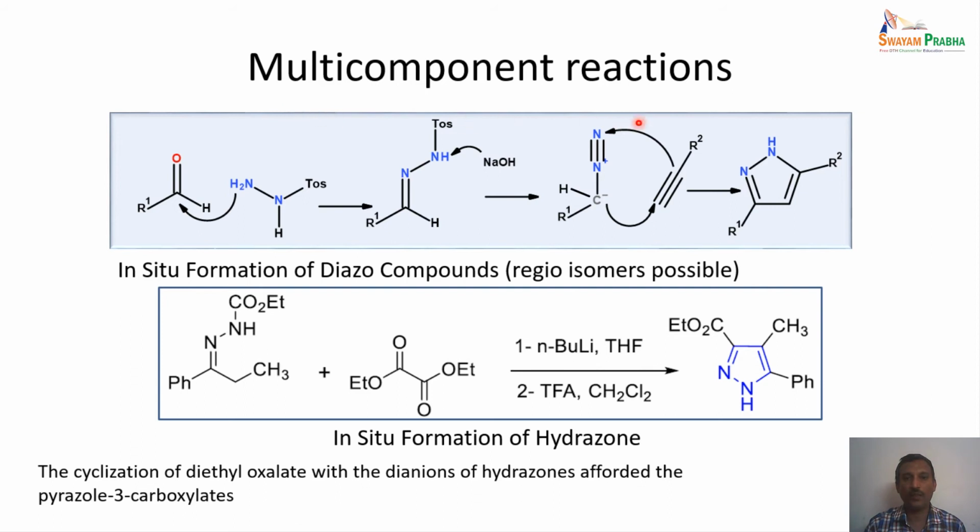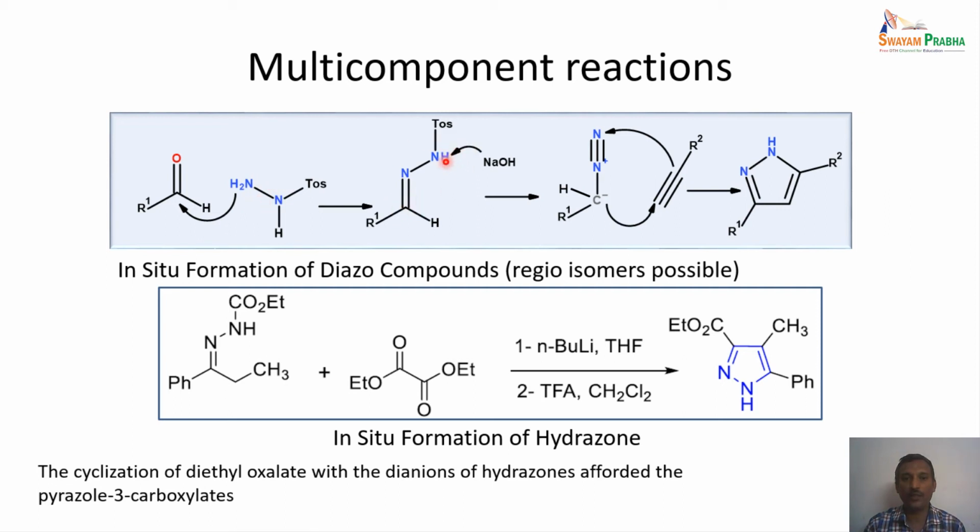In the case of multi-component coupling reactions, the diazo compounds are prepared in situ. Here we are not preparing the diazo compound. This diazo derivative is not prepared or added directly, but it is prepared in situ from the tosyl hydrazone which is formed. As usual, the formation of tosyl hydrazone is very simple. The aldehyde is treated with tosyl hydrazine, that gives the tosyl hydrazone.